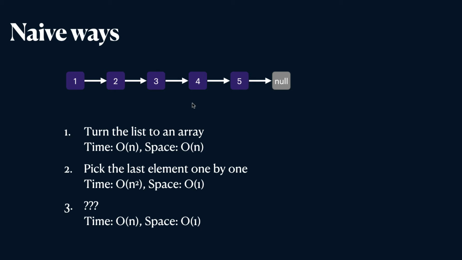Another naive way is to pick the last element one by one. So every time we're going through the entire linked list, and when we face the last element, we can see that it's last if the next element is null, and we have access both to the next element and the current one.